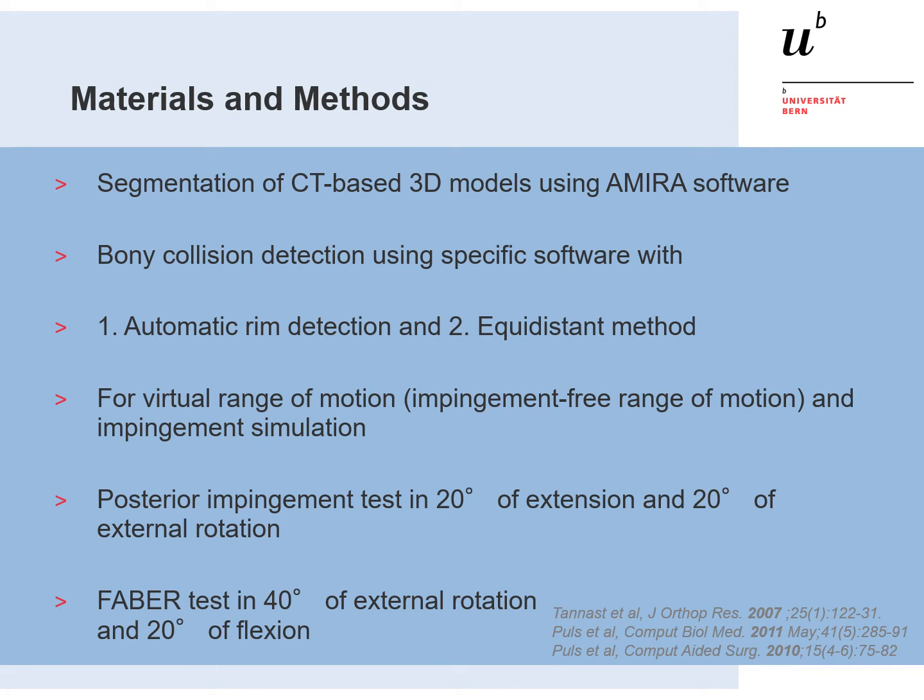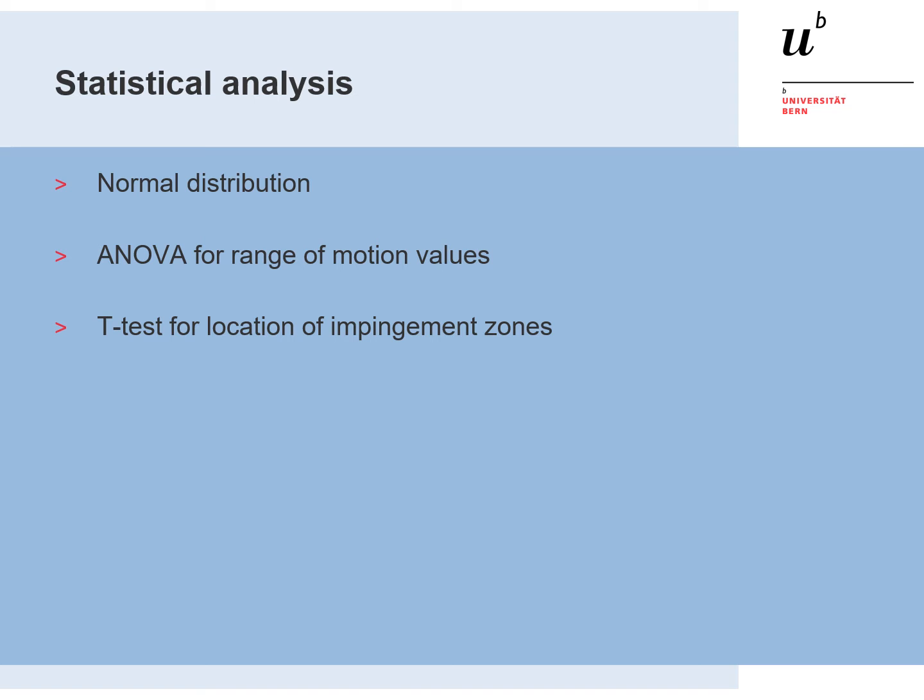We performed segmentation of the pelvic CT scan and used the 3D models for bony collision detection, and used the equidistant method for range of motion and impingement simulation. Posterior impingement test and the FABER test were simulated. Statistical analysis was performed as shown here.